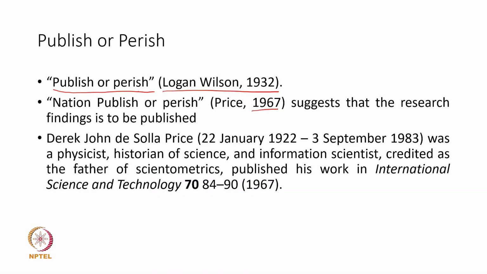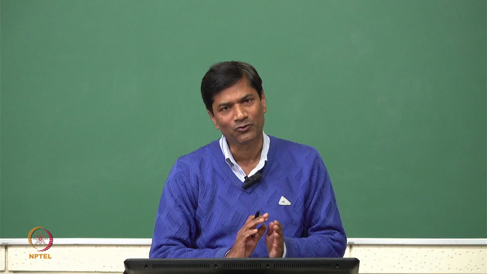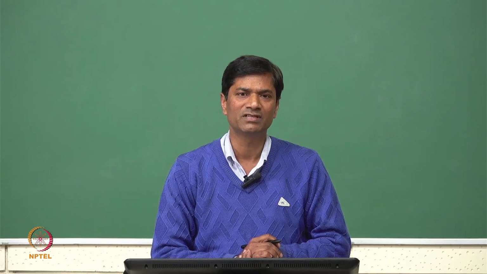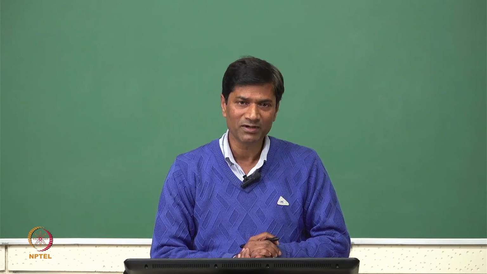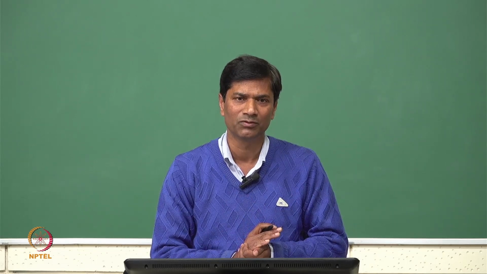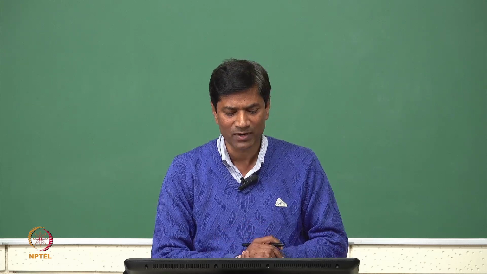In 1967, Derek John de Solla Price suggested that research findings should be published. He said, nation publish or perish. That means the prosperity of a nation depends upon publication. How much the nation publishes is very much required for the growth of science, for the growth of the nation, so publication should happen.